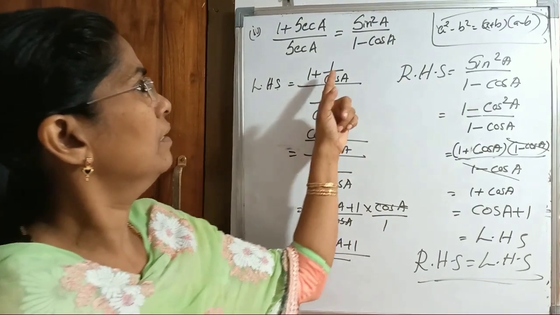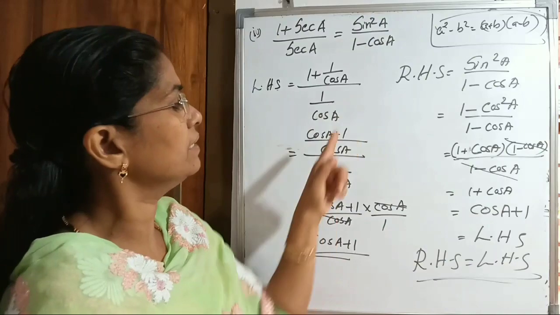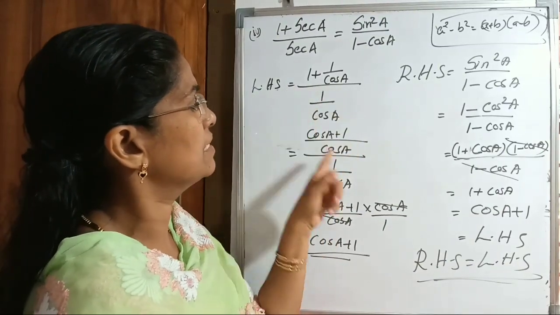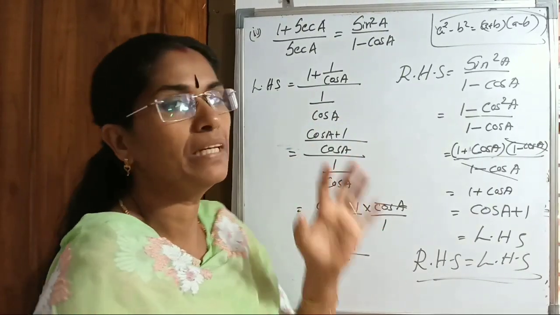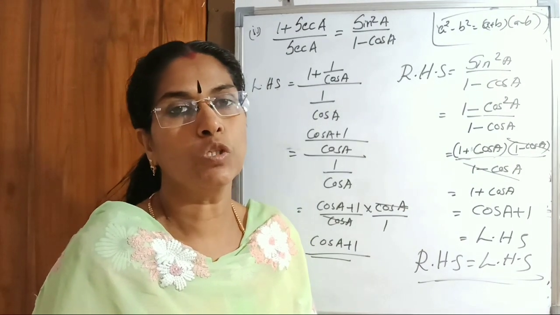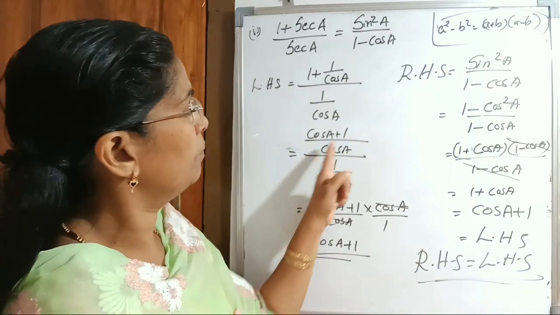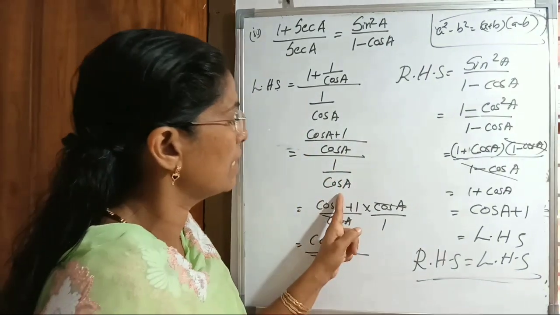Okay, only one formula you are learning, cosec A is equal to 1 by cos A, that we are applying. After that, fractions: LCM we are taking and solving. It is very important how to take the LCM and how to solve or divide a fraction with a fraction. Here cos A plus 1 by cos A is a fraction, 1 by cos A is another fraction.